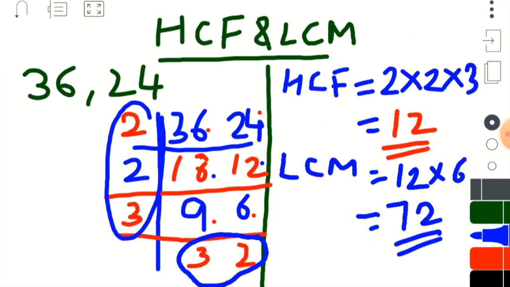So if you wanted to do a simple calculation of HCF and LCM in the same table, the HCF will be 12 for 36 and 24, and the LCM will be 72 for 36 and 24. Hope you have understood the concept.